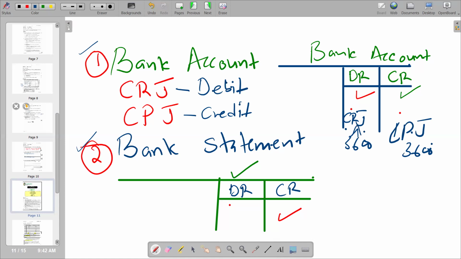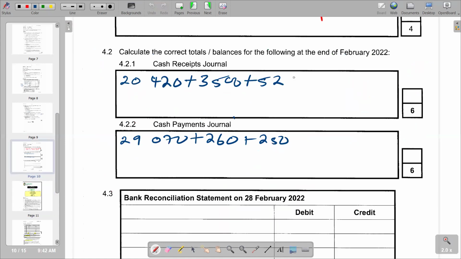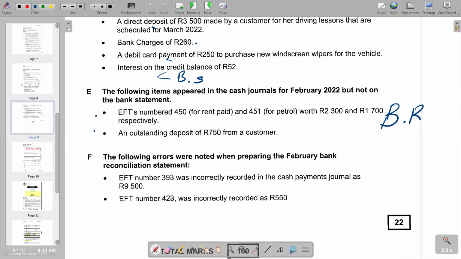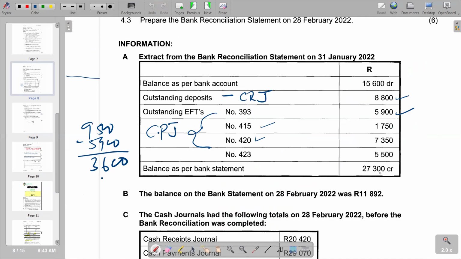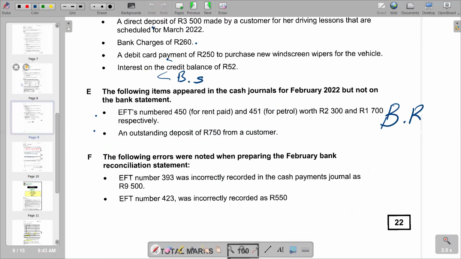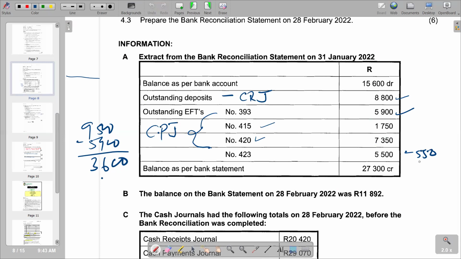So we go to another section, we say under cash receipt journal plus 3,600. And then we go to the next one, which is saying EFT number 423 was incorrectly recorded as 550. We refer back to 423. This one was entered at 550, as stated there. We can just refer to it as 550. So what we are saying is we entered a smaller figure, by 5,500 minus 550.